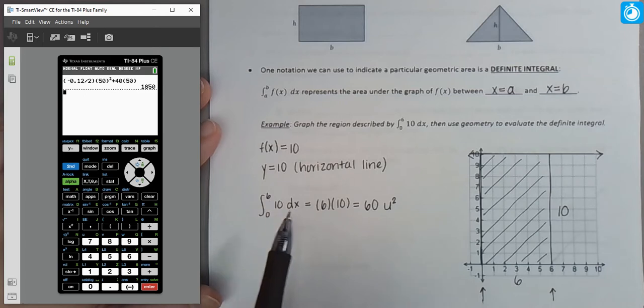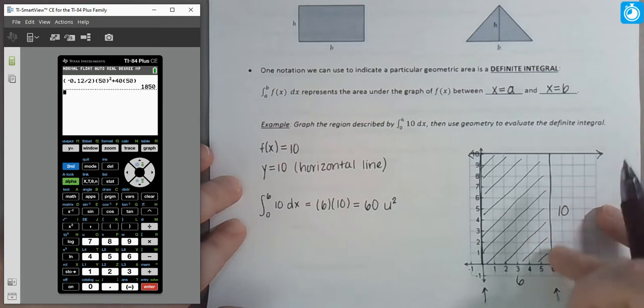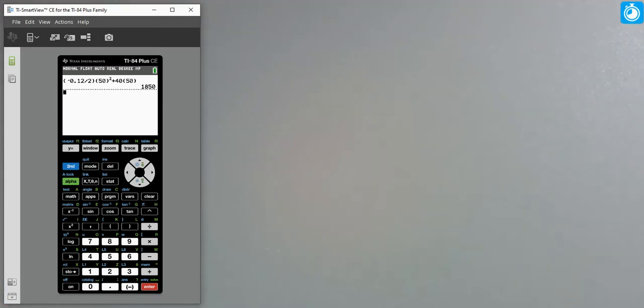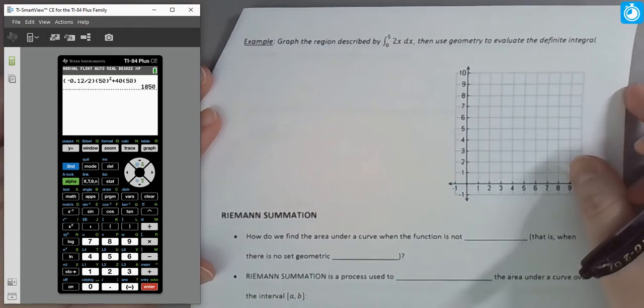More generally, though, the value of this definite integral is the value 60. That definite integral evaluates to 60. So let's look at a slightly more complicated example, but one where we can still use this concept of the geometric formulas and how they relate to the definite integral.